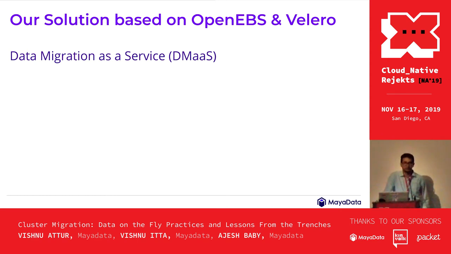And Velero, because Velero gives us a very good workflow for transferring the data along with all the dependent manifests. For example, you could have an application running in a namespace with a service account and a config map. Velero helps us take all the related manifests along with the application YAMLs. So we use a conjunction of both OpenEBS and Velero to do this migration. We have this service known as data migration, or DMAS, and this is a part of our OpenEBS Director solution.